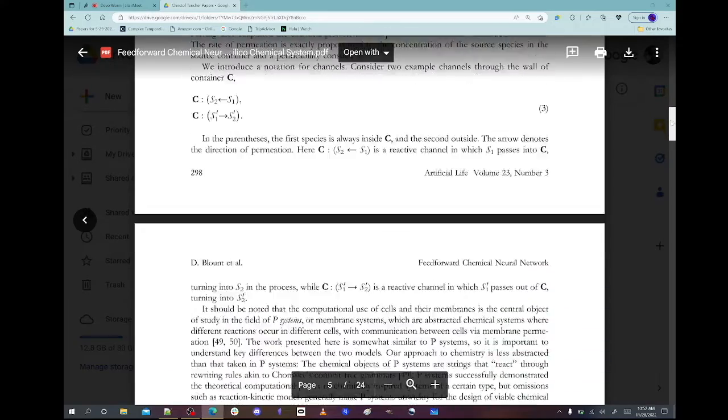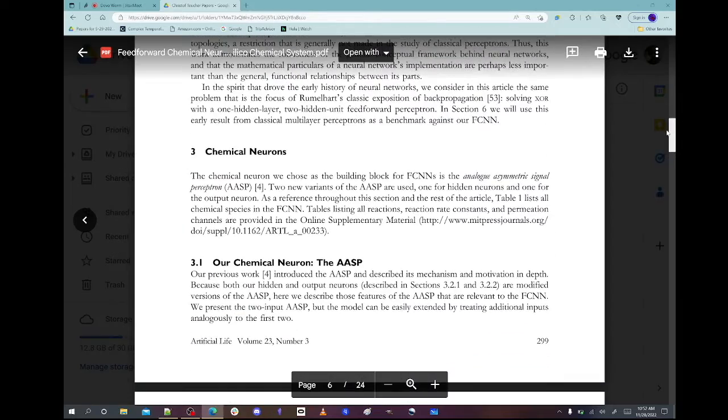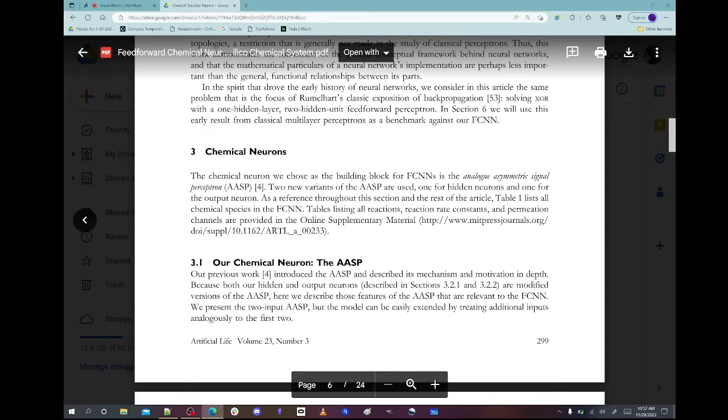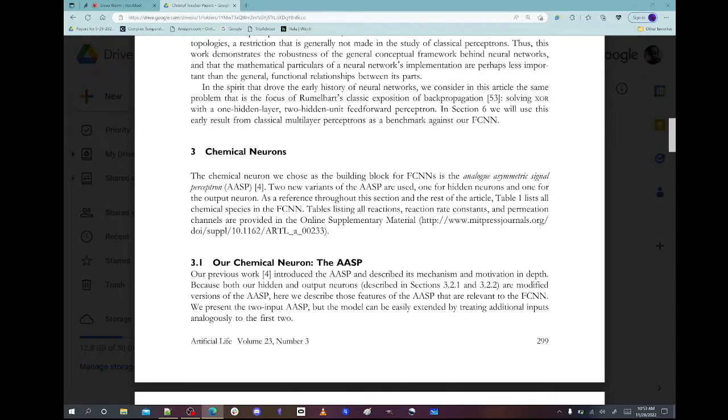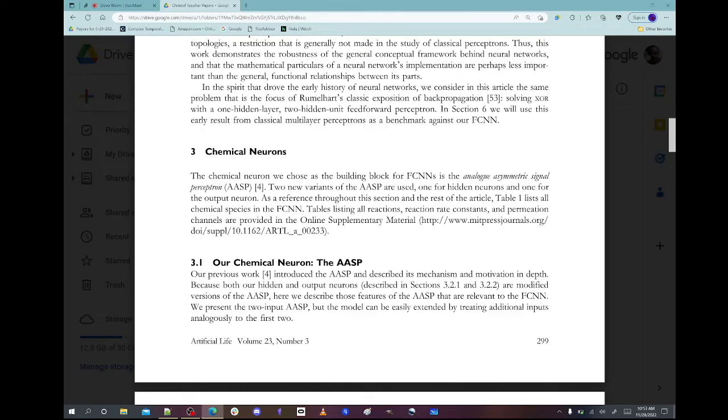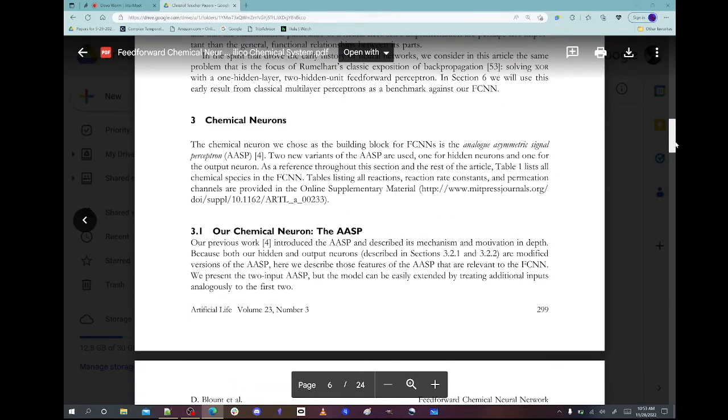So they model this mathematically, and you can see the math here. They talk about chemical neurons. The chemical neuron we chose as the building block for our FCNNs is the analog asymmetric signaling perceptron, or AASP. Two new variants of the AASP are used, one for hidden neurons and one for the output neuron. As a reference throughout the rest of the article, Table 1 lists all the chemical species in the FCNN, so this is in the supplemental materials. This is an artificial life article, so it's at their Artificial Life journal website.